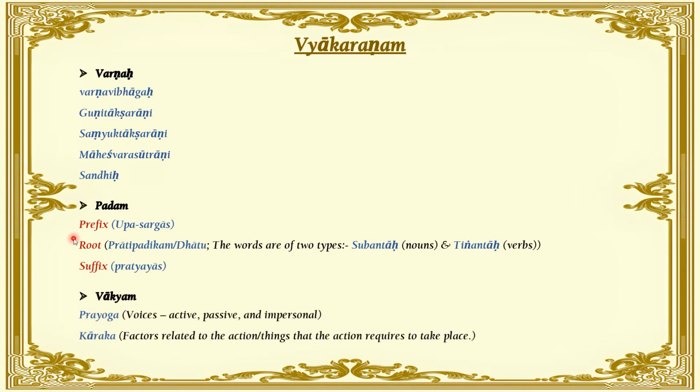In the Vakyam we have Prayoga, voices: active, passive, and impersonal voice. So there's a third voice also attached to it. There is the subject, object, and the verb. That is how it factors. And Karaka, the factors related to action. We'll see it in the next slide.